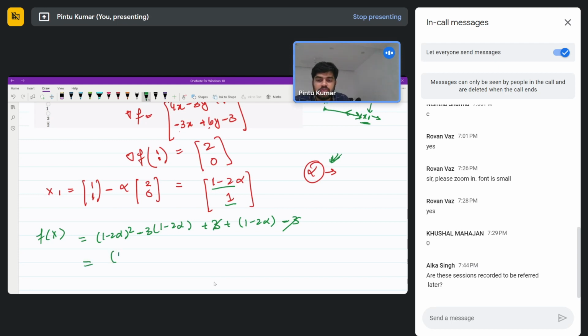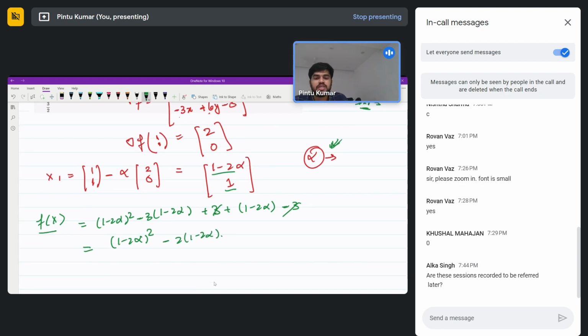and you are left with (1 minus 2 alpha) whole square minus 2 times (1 minus 2 alpha). So you want to minimize your f of x with respect to alpha, right? So what you will do, you will take d of f with respect to d of alpha. This is 2 (1 minus 2 alpha), and if you further differentiate, this will be minus, right? So this would have become (1 minus 2 alpha) square minus 2 plus 4 alpha. So this is plus 4, right?